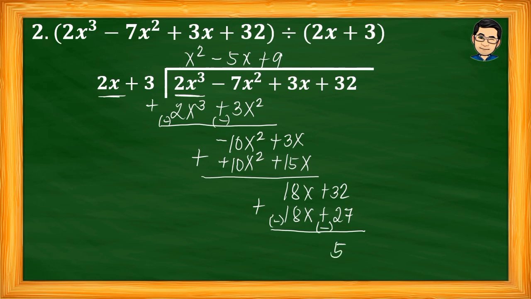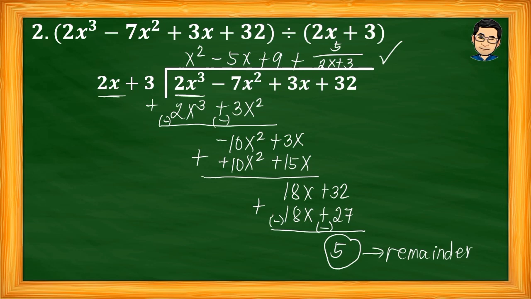So, anong tawag po natin dito sa 5 na to? This is what we call remainder. So, iiwan lang ba natin na ganyan ang sagot? No. So, in order to write our answer, magpa-plus tayo dito sa quotient ng 5 over sa divisor na 2x plus 3. So, our final answer, x squared minus 5x plus 9 plus the remainder 5 over 2x plus 3.